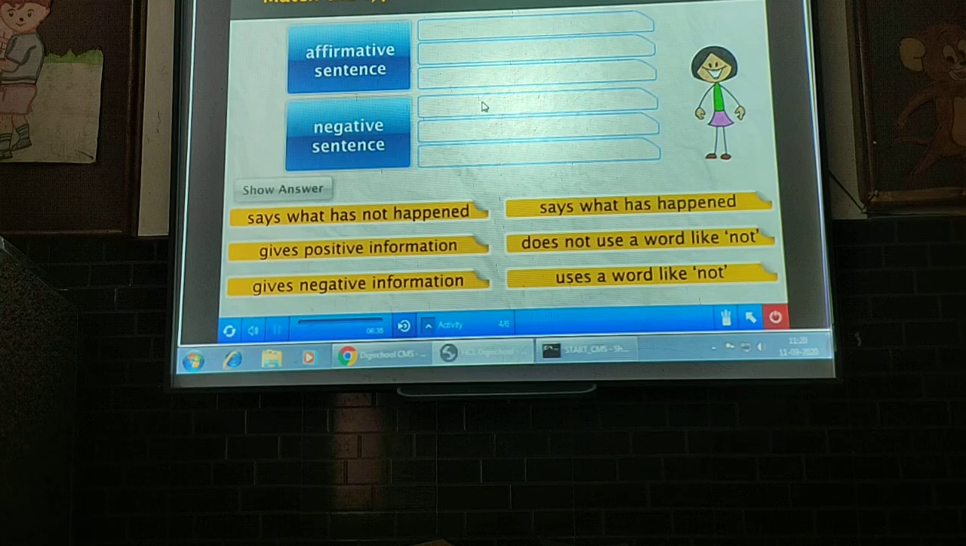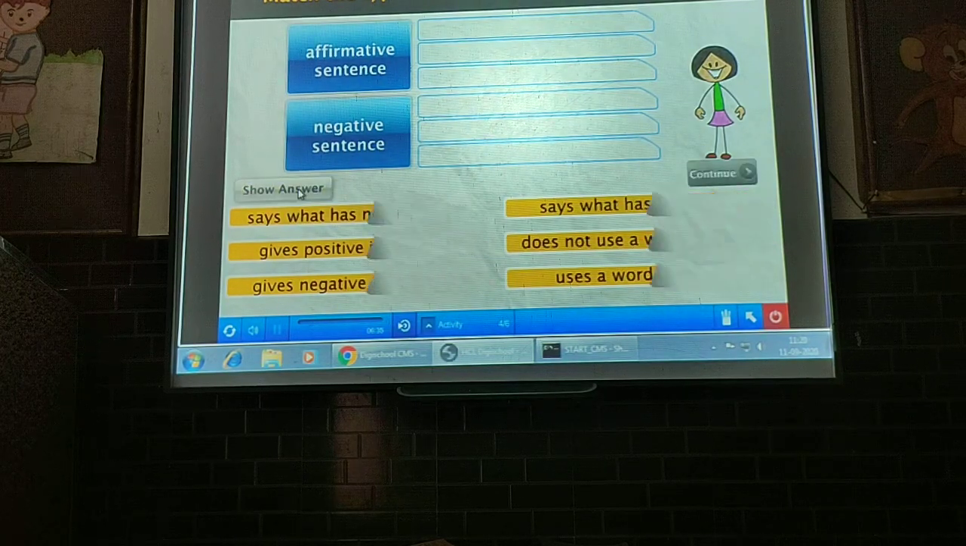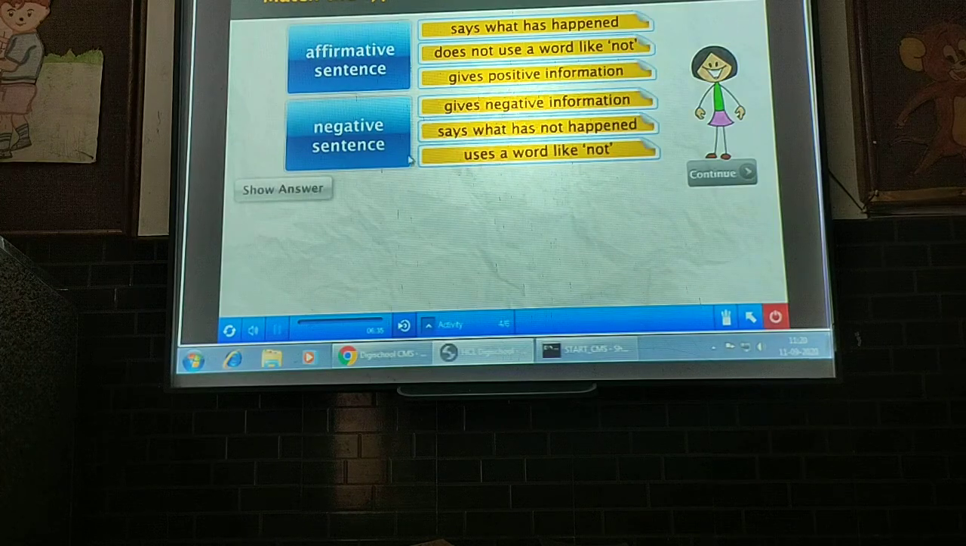Match the type of sentence to its characteristics. First click affirmative sentence and then click its 3 characteristics. Then do the same for negative sentence and its 3 characteristics. Affirmative sentence says what happened. Does not use a word like not.